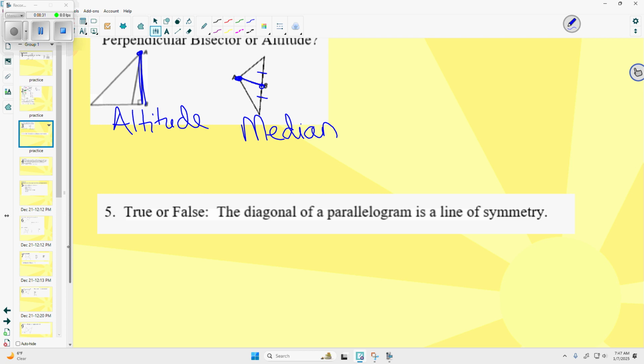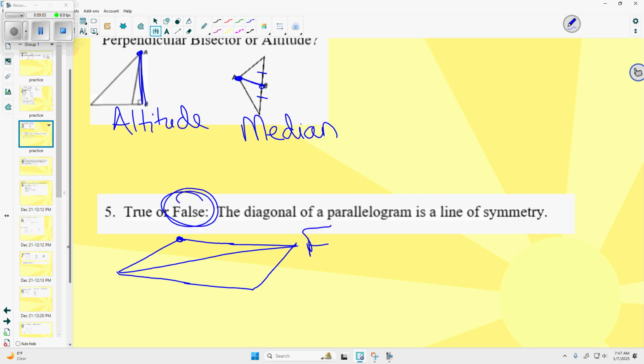All right, true or false, diagonal of a parallelogram is a line of symmetry. So you can fold a parallelogram. Can I fold that and have them match up on each other? Depends on how you fold it. Can I fold here and have this corner get all the way over there? No. So that is a false statement. Diagonals are not a line of symmetry in a parallelogram.